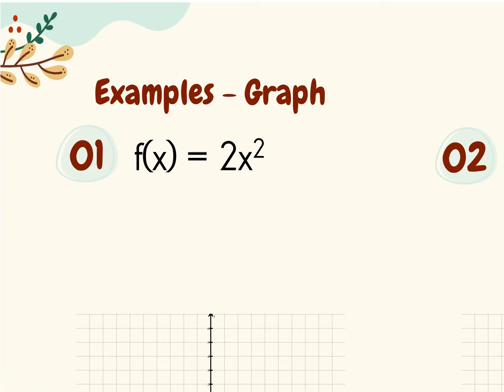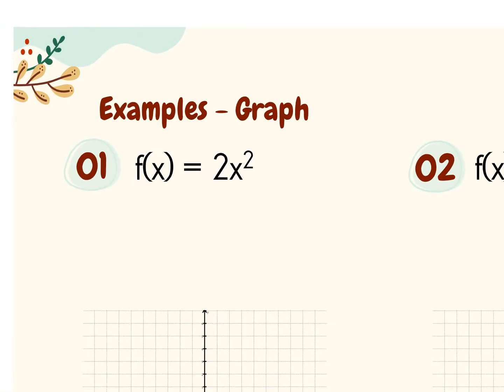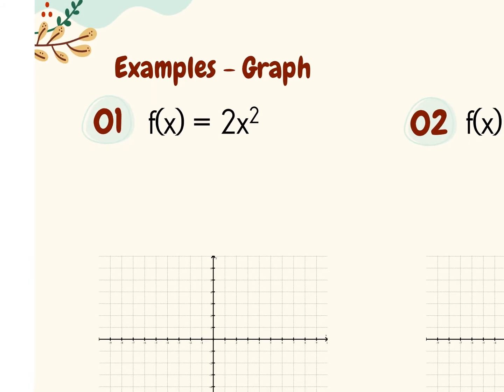For the first example, we've got f of x is equal to 2x squared. Now, I could do the parent and then just stretch it. This is actually a vertical stretch when the number in front of x squared is greater than 1. I'm going to go ahead and just find my vertex and all my points this way. I could do a table, but let's practice using the formula to find the vertex.